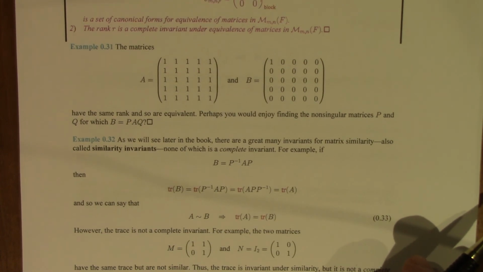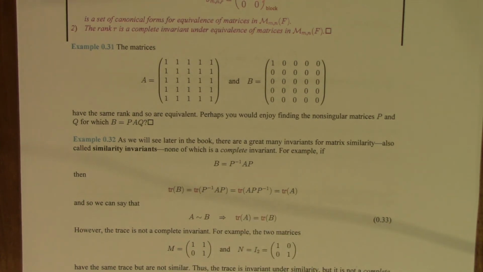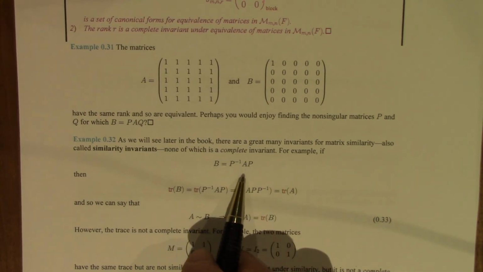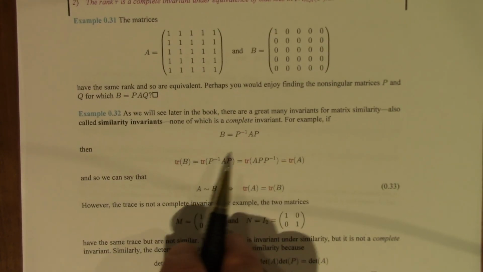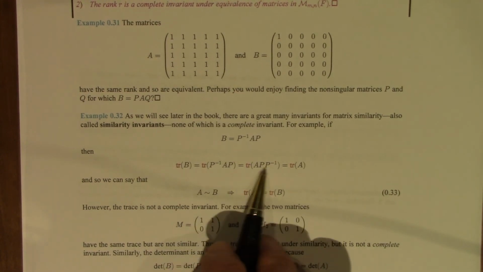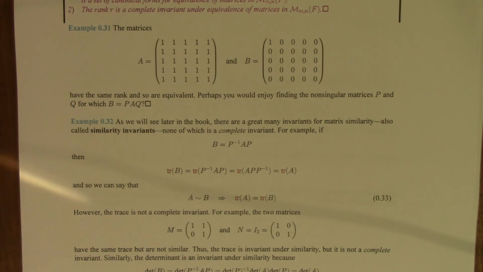As to matrix similarity, life is a lot more complicated. There are a great many invariants for matrix similarity, also called similarity invariants, but none of the ones that we're going to encounter in this book until the end are complete. To illustrate, here is the definition of similarity. If we take the trace and use the cyclic property we talked about earlier, we'll see that the traces of A and B are the same. That means that similar matrices have the same trace, and so the trace is a similarity invariant.